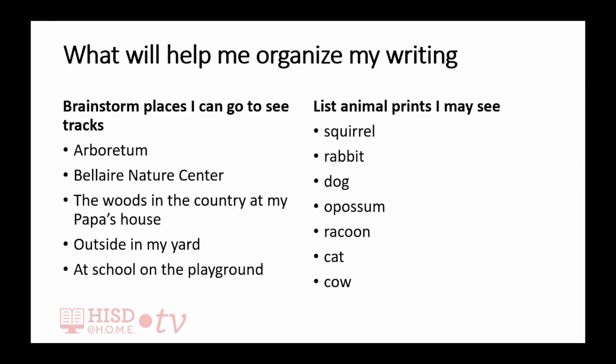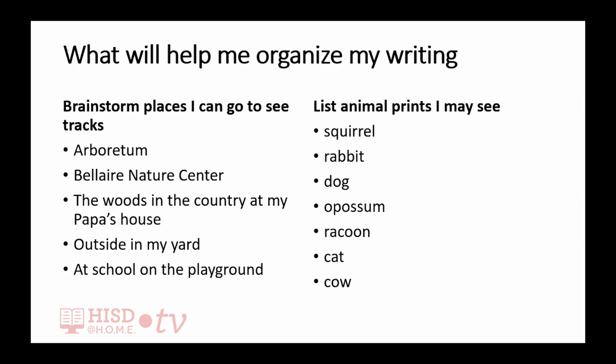To help you organize your writing, we're going to ask ourselves, what will help me organize my writing? You can brainstorm places you can go to see tracks. Maybe you've been to the Arboretum, to Bel Air Nature Center, the woods in the country by your pawpaw's house, outside in your yard, or maybe you've even seen tracks at school on the playground. You can list any animal prints you may see, such as a squirrel, a rabbit, a dog, a possum, a raccoon, a cat, or a cow.